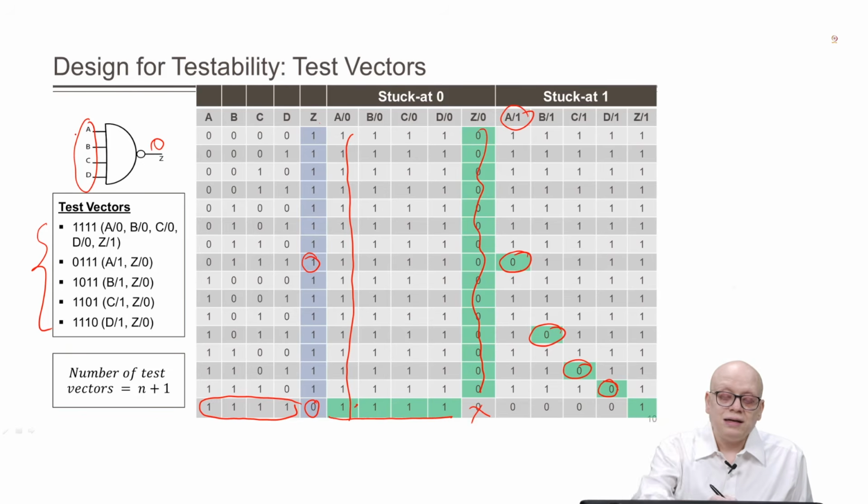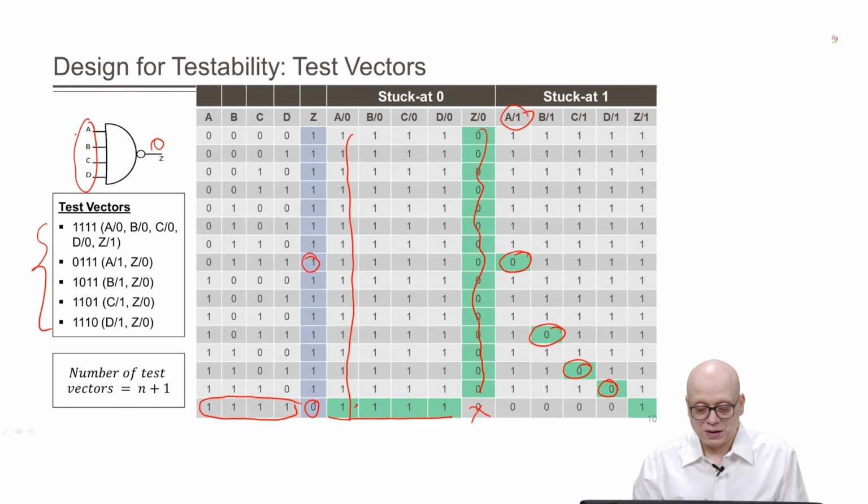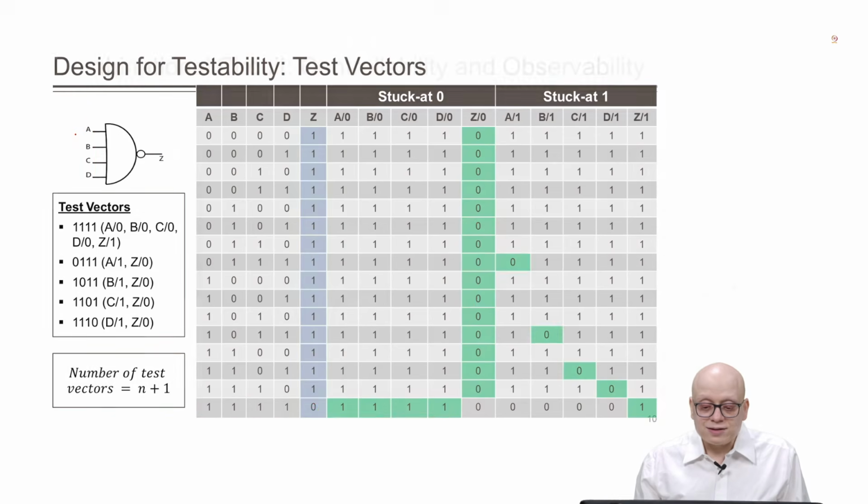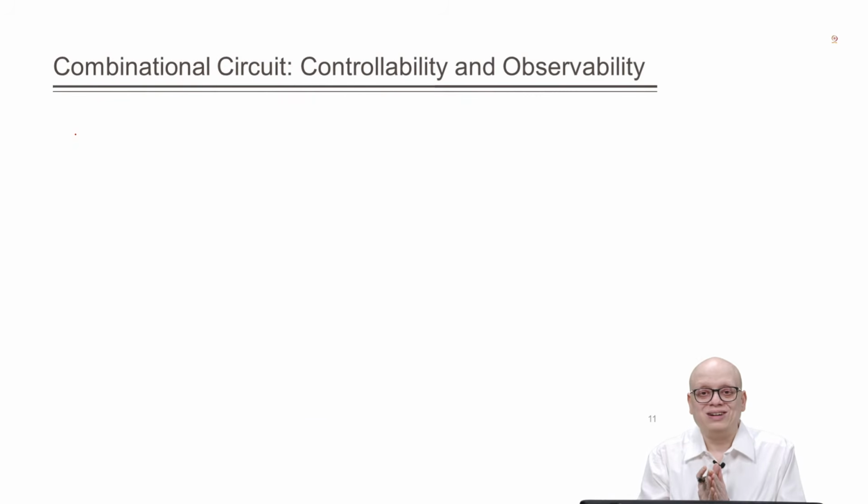So, in general, if there are say n inputs for a NAND gate, then we will require n plus 1 test vectors to cover all the single stuck-at faults in the NAND gate, right. Now, this is the story about one component only, right. Now, we want to test this NAND gate when it is lying inside our circuit, right.